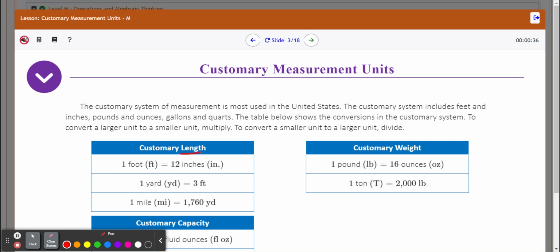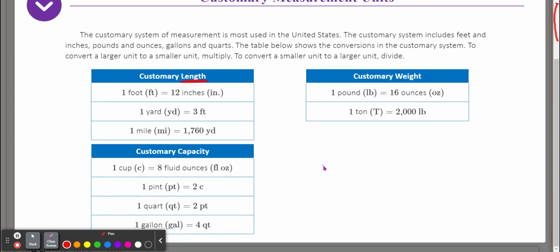When we're talking about length, we typically use feet or inches or yards, or if it's very long, miles. Let's talk about capacity. Capacity is how much something can hold. So we talk about cups, ounces, pints, quarts, and gallons. And then we talk about weight, how heavy something is. We use pounds and ounces. And if something's really big, we use tons.